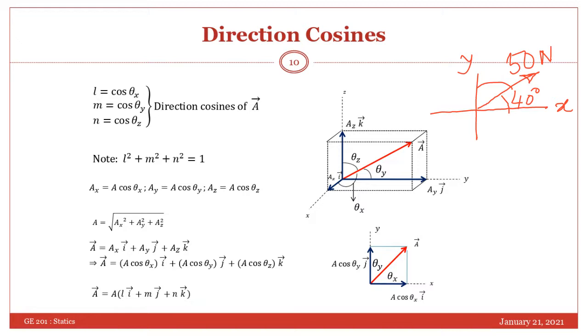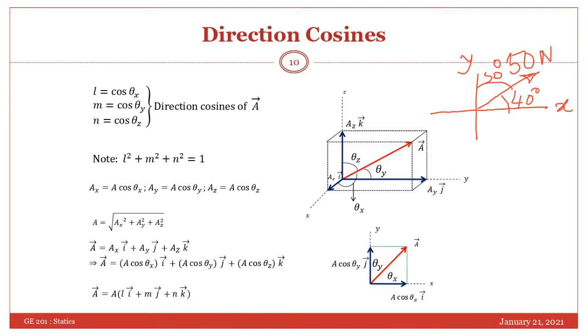So this is 40 degree, so this will be definitely 50 degree. All right. Now, if I ask, what is the direction cosines of this 50 Newton? How much will be direction cosines of 50 Newton? How much angle it is making with x, y, and z axis?